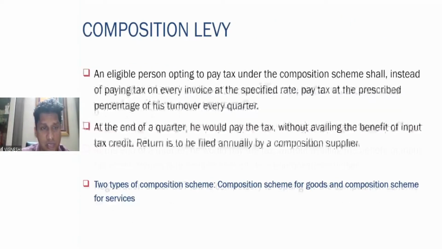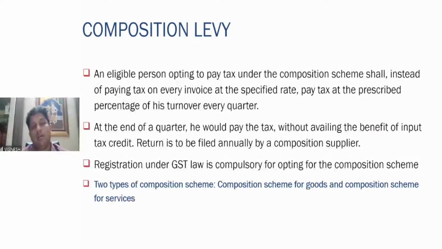So these are some procedures for composition scheme. Then you don't need to pay the tax on each invoice. In composition scheme, you don't need to pay the tax on each invoice, but you just pay the tax on the turnover every quarter. At the end of every quarter, you will pay the tax without availing the benefit of input tax credit. So another significant feature of composition scheme is that he will not get the benefit of input tax credit. Without the benefit of input tax credit, he will work out the tax on the turnover and pay the respective tax. Then registration under GST law is compulsory for opting for the composition scheme.